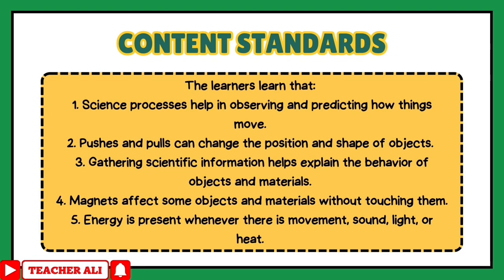Content standards. The learners learn that number 1, science processes help in observing and predicting how things move. Number 2, pushes and pulls can change the position and shape of objects. Number 3, gathering scientific information helps explain the behavior of objects and materials. Number 4, magnets affect some objects and materials without touching them. And number 5, energy is present whenever there is movement, sound, light, or heat.